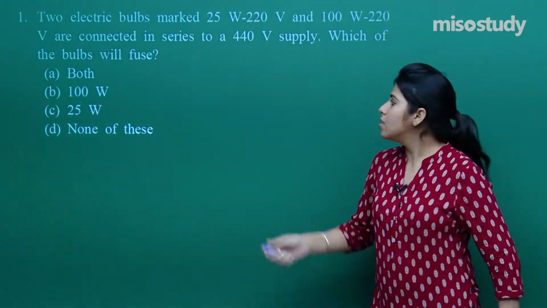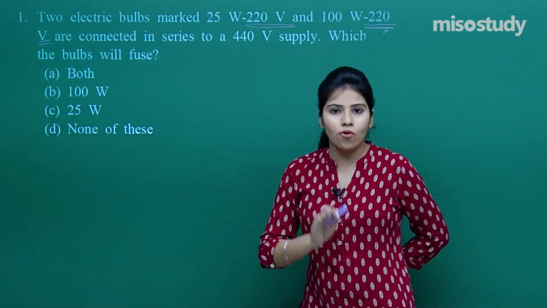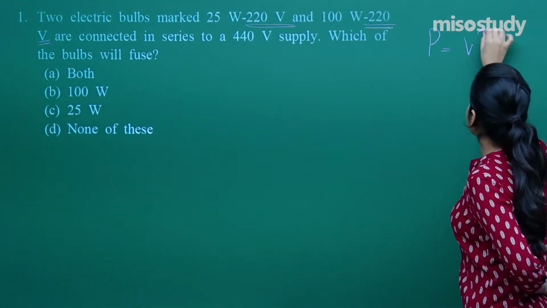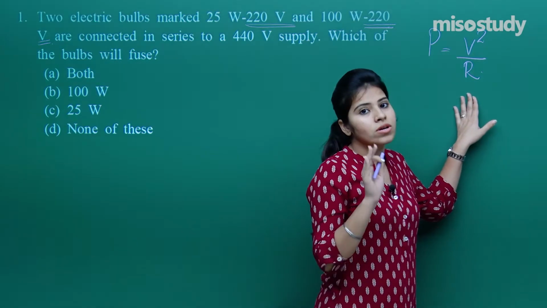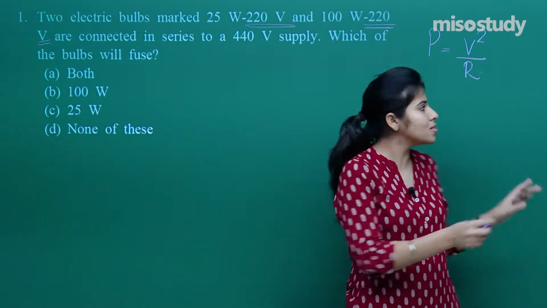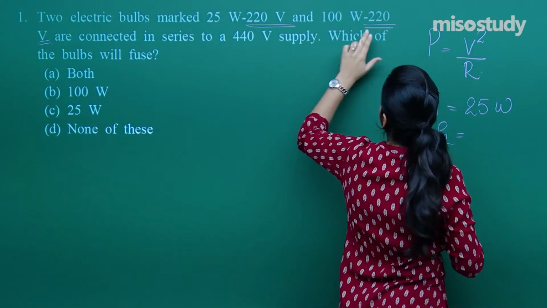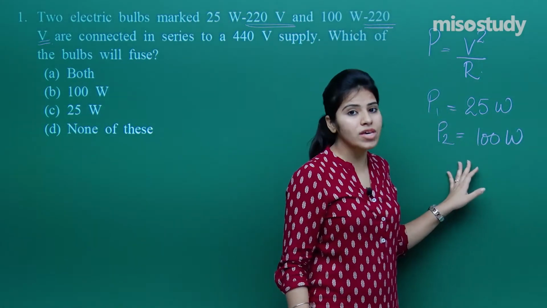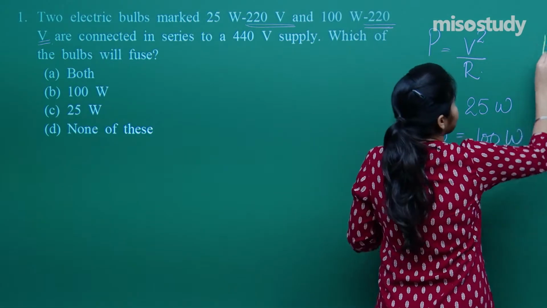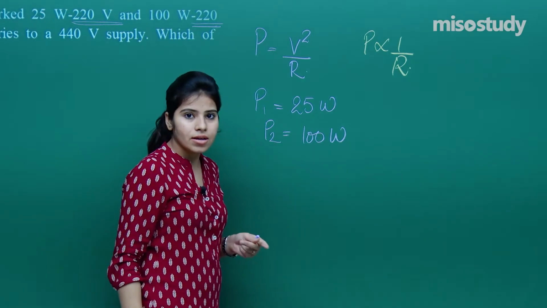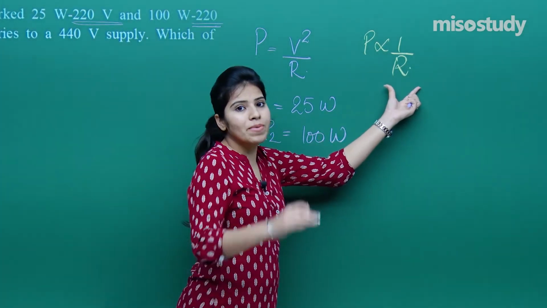What we have to check here is that 220 volt and 220 volt, both are being supplied with the same voltage. We know the formula P equals V squared divided by R, where P is the power, V is the voltage and R is the resistance. In the given two bulbs, P1 is 25 watt and P2 is 100 watt. Since the voltage in the given question is the same, 220 volt, directly I can say that P is inversely proportional to R, isn't it? Now P2 has more power, and since it has more power, it will have lower resistance.